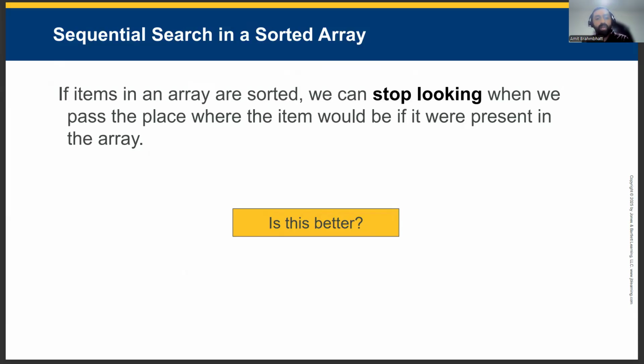Once the search encounters an element greater than the target, it knows the target cannot possibly appear later in the array. This improvement reduces unnecessary comparisons and increases efficiency. The slide poses the question, is this better? To prompt you to reflect on the advantage of early stopping, while still not as efficient as binary search. Sequential search on sorted arrays is undeniably improved thanks to the inherent structure of the data.